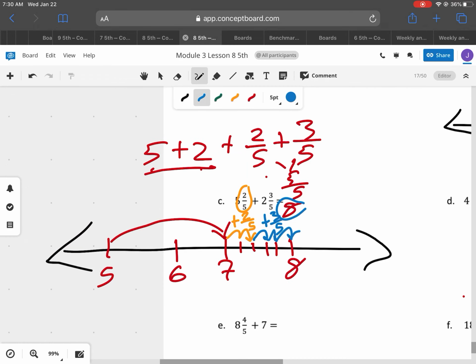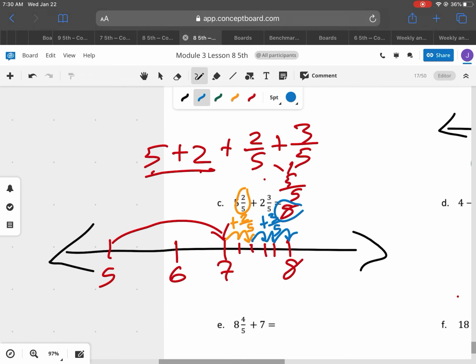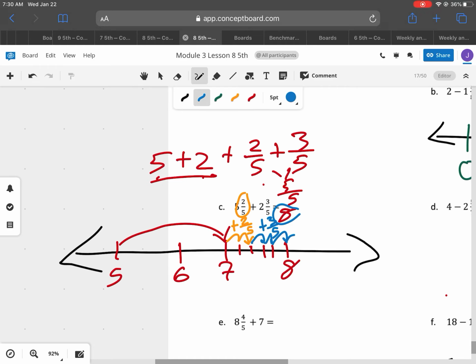Okay, I know it's kind of hard to see. I should have lowered it. I didn't realize I was going to get that close.